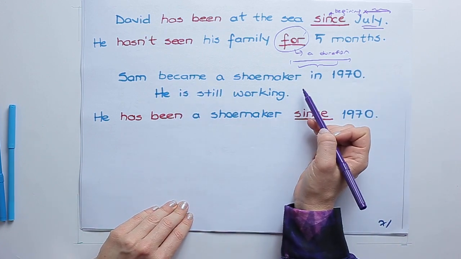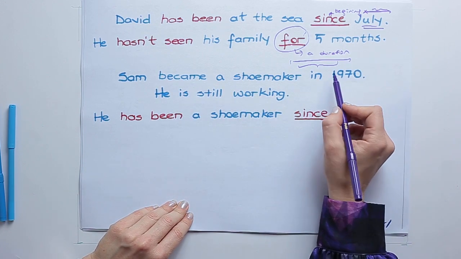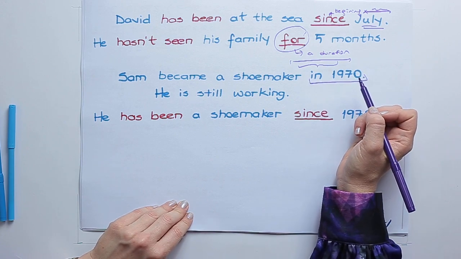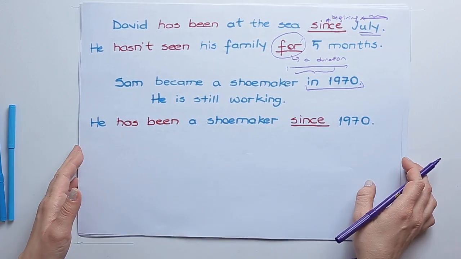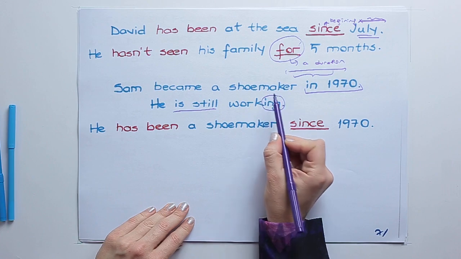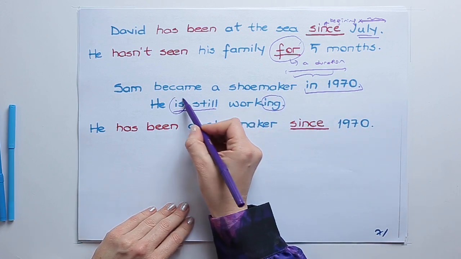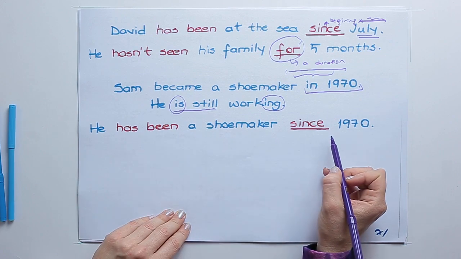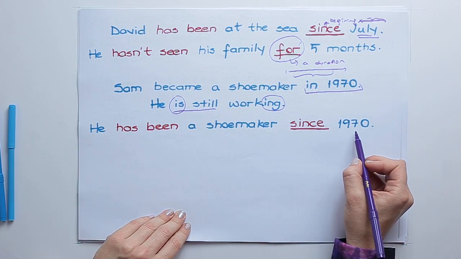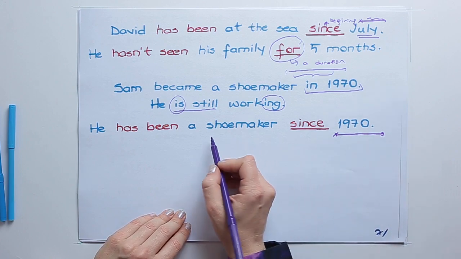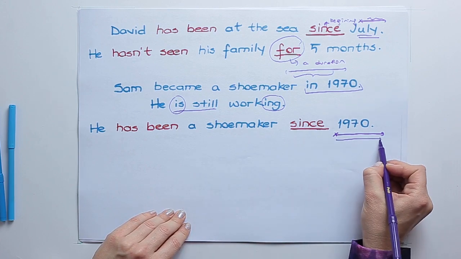Sam became a shoemaker in 1970. In 1970 is a past time expression, so we use the past. He is still working is a continuous expression, which is the present continuous tense. So that means that he has been a shoemaker since 1970. It's a start point in the past, but being a shoemaker is a still ongoing process.